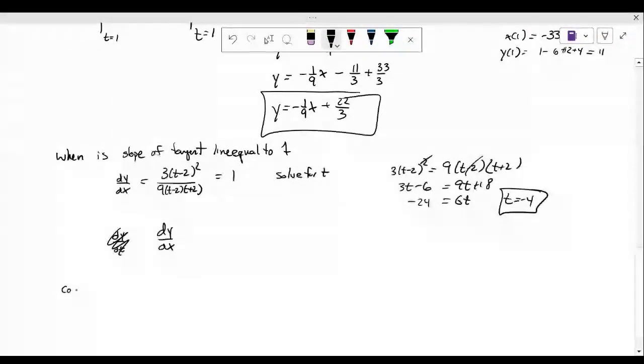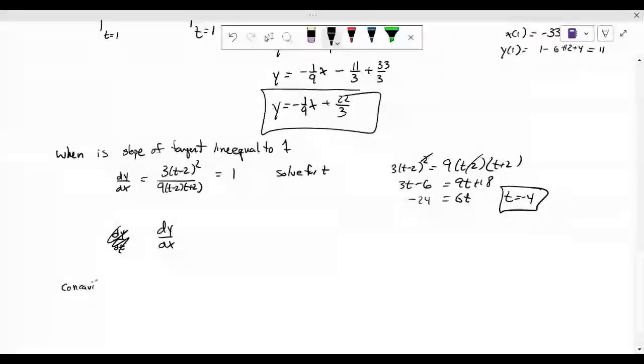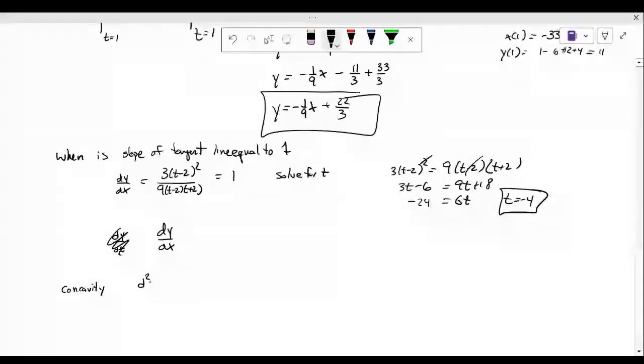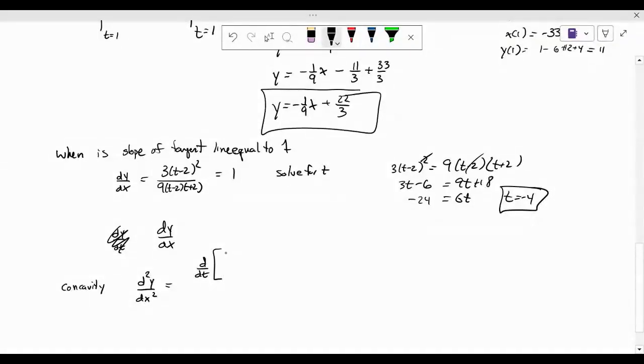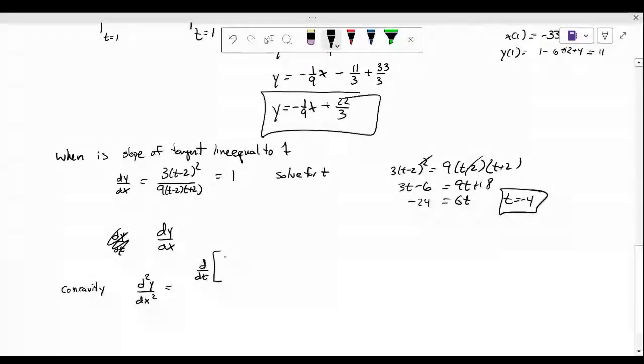Now they could also speak of concavity for the curve. So where is it concave down? When is it concave up? Well, that would entail that we look at the second derivative of y with respect to x. So we'd use the formula for finding the second derivative of y with respect to x when x and y are given parametrically.